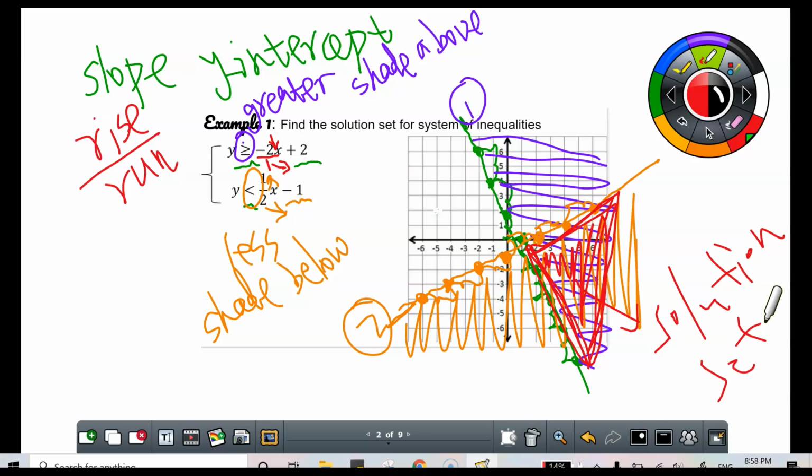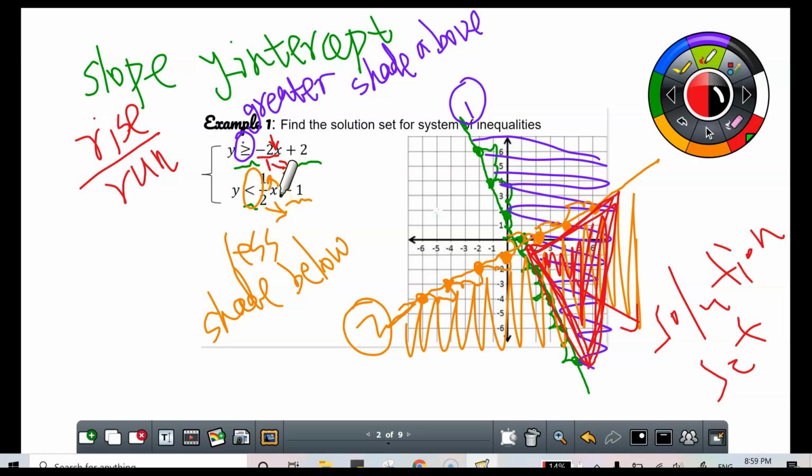Okay, and that's it. And one more thing, what it means. Okay? It means whatever point you pick in this overlapping shaded solution area and plug it back into both of the inequalities, this point is going to make both of the inequalities true. That is why the points in this overlapping shaded area are called the solutions of the inequalities.